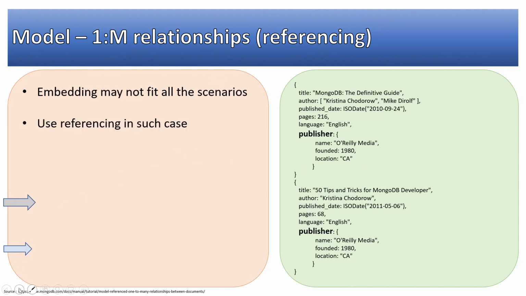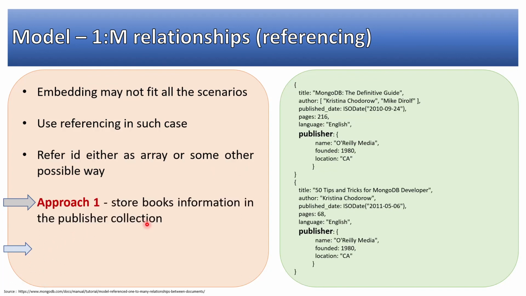In this case, use referencing. Refer to the ID either as an array or some other possible way, which I'm going to show you. Approach 1: store book information in the publisher collection. We can have a publisher collection, and inside that we can store book IDs, meaning this publisher has published these many books. Approach 2: store publisher ID in the books collection. Again, this approach will depend.